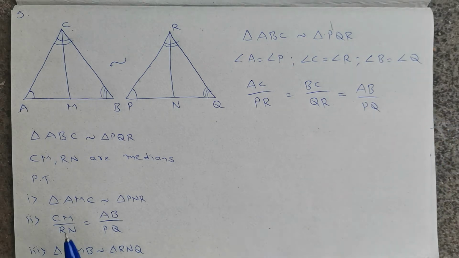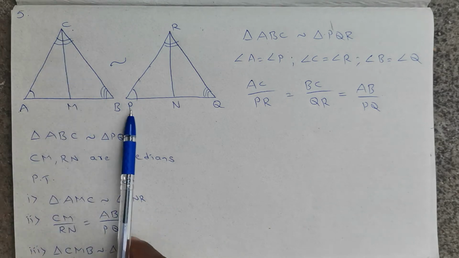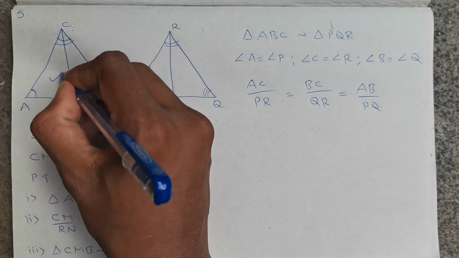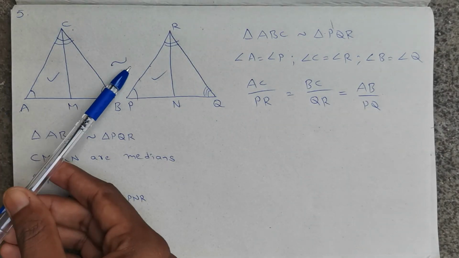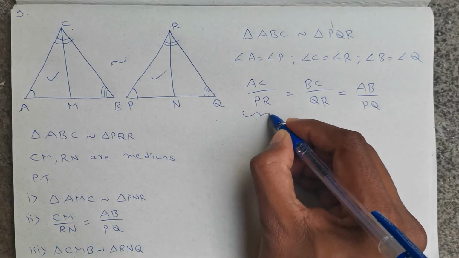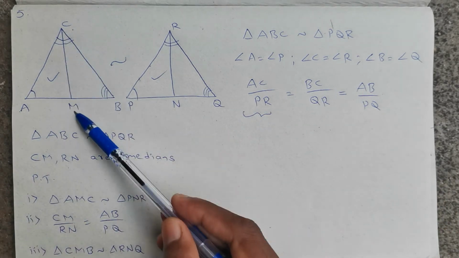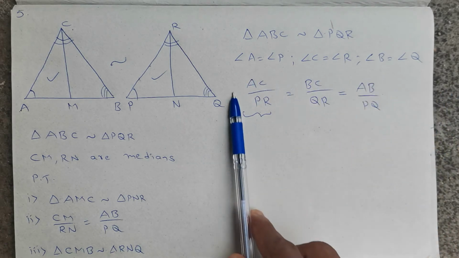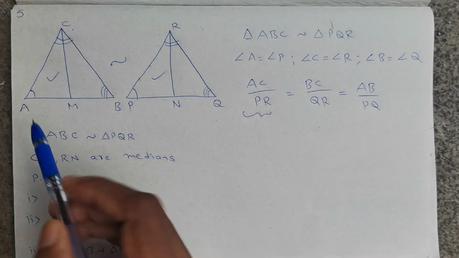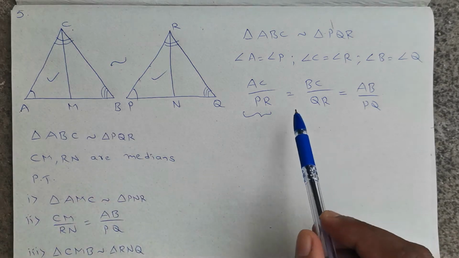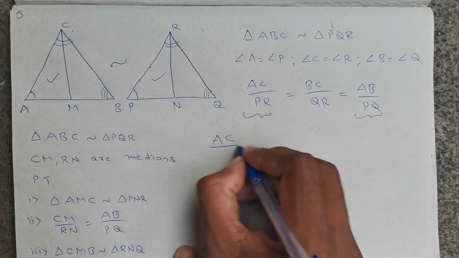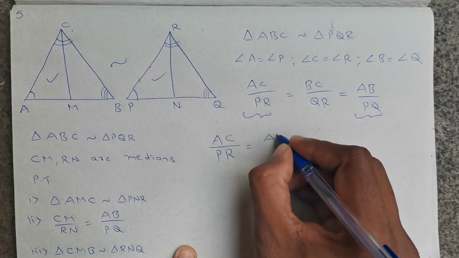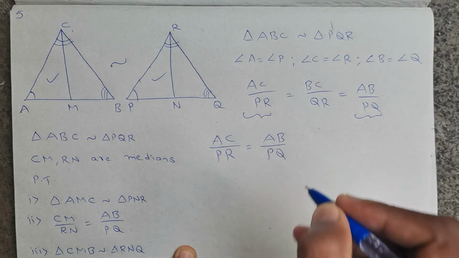Now we need to show that triangle AMC is similar to triangle PNR. AMC and PNR. So if we observe this left side part of the triangle as well as the right side part, here AC, here PR is there. Next CM and RN is there, but in this case we don't have that CM and RN. Next third side is AB and PQ. So AB, PQ is there. That's why we will take these two now. So AC by PR is equal to AB divided by PQ.